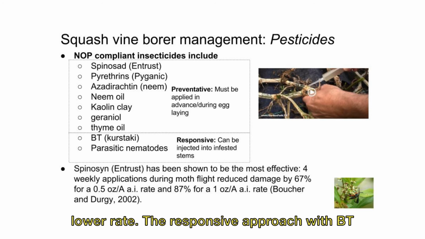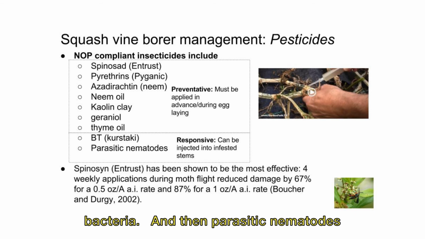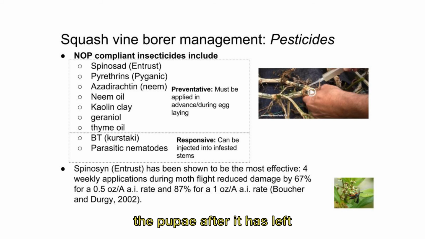The responsive approach with BT would be to actually inject your vines with BT pesticide. So what you would do is locate where you have vines that have small pinpricks, and rather than trying to excise the larvae, you inject the insecticidal bacteria. And then parasitic nematodes, I would consider those responsive because what you would be targeting is the pupae after it has left the squash.